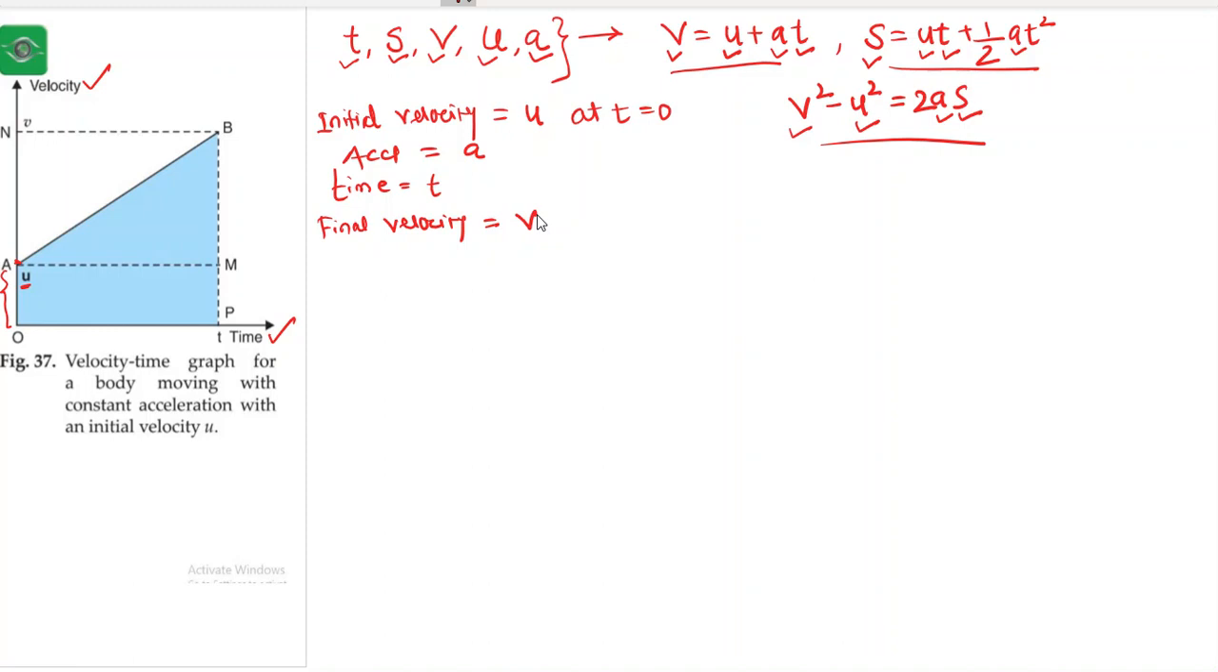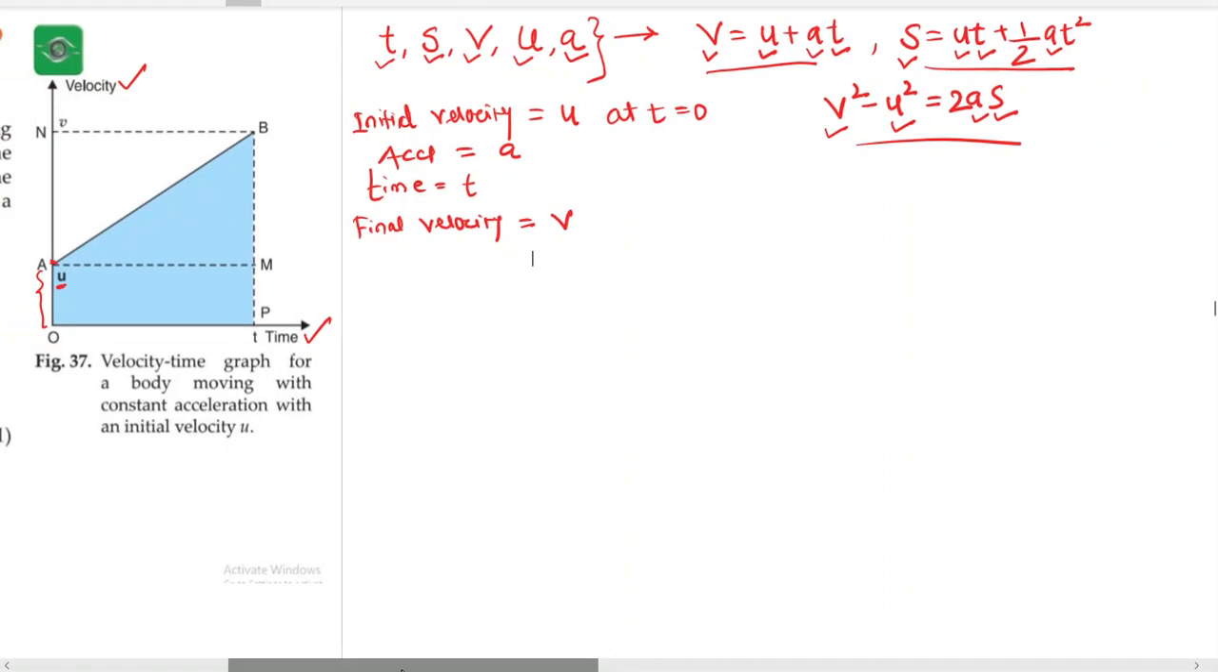Now the velocity time graph shows certain things. The initial velocity u at time t equal to 0 is shown by the section OA. Do you see the section OA? This is the initial velocity. This shows initial velocity. Okay, so I'm going to write here OA.